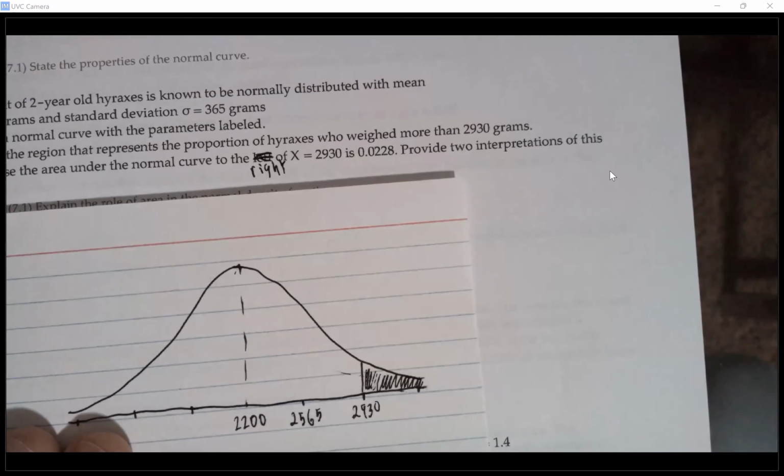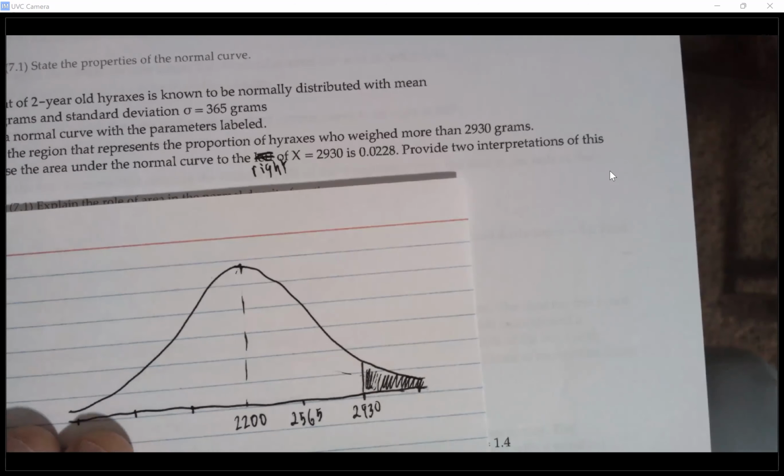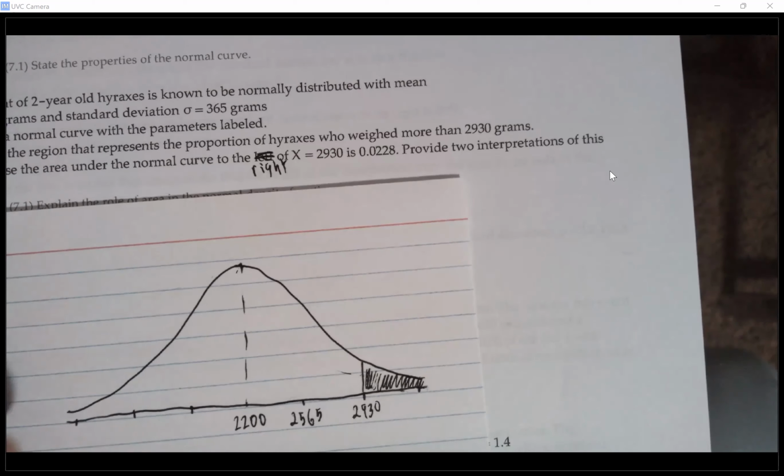0.0228. So there are 2 interpretations of this. You can say that the proportion of Hyraxes who weigh more than 2,930 grams is 0.0228 or 2.28%. Or you can say the probability of selecting a Hyraxes at random whose weight is more than 2,930 grams is 2.28%. So that's number 2.